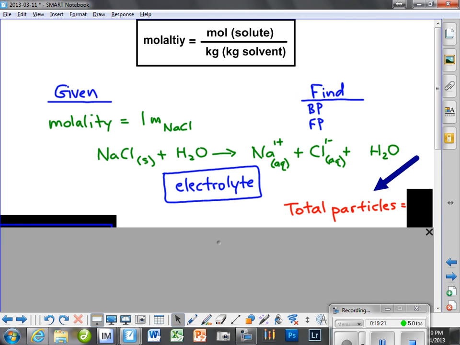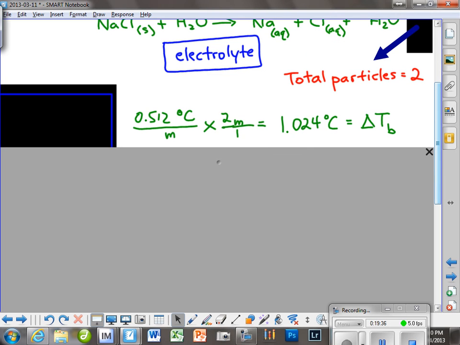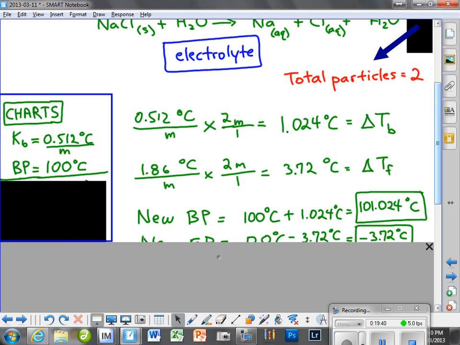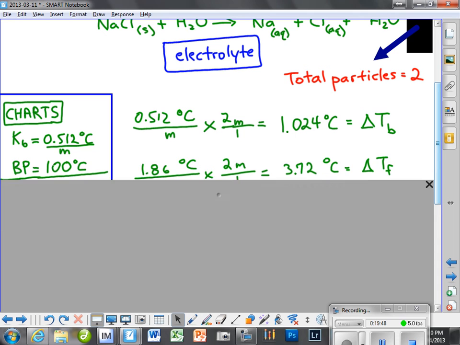Stop the recording just a minute, see if you can figure that out for yourself, and then start it back. Okay, I hope you figured out that it is 2. So, let's continue with the calculation. Here we are. We're going to have to use the chart again. Okay, so I've got to uncover this, and I have to take all of these values and use them in my calculations. So we'll take them one at a time.